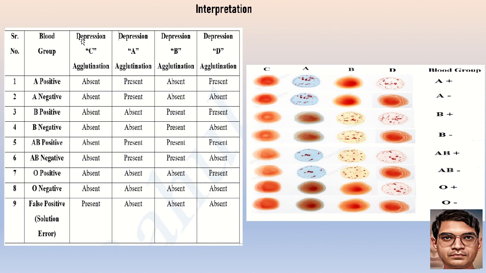If you get agglutination in depression C, that means it is a false positive result, which means there is something wrong with the antiseras. So you need to repeat the procedure with another fresh antiseras.